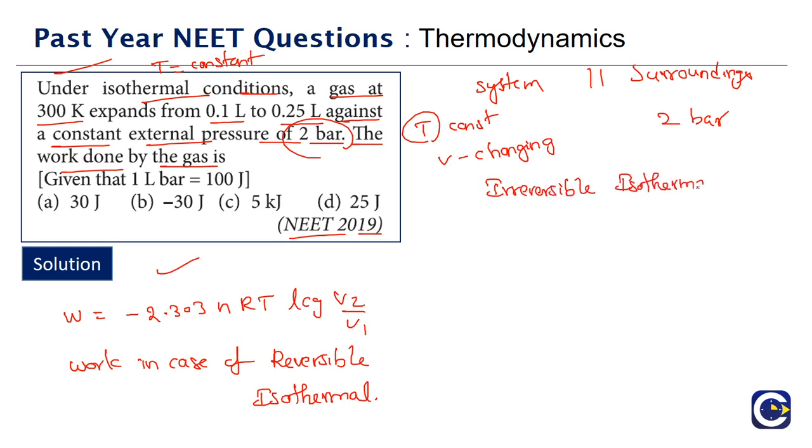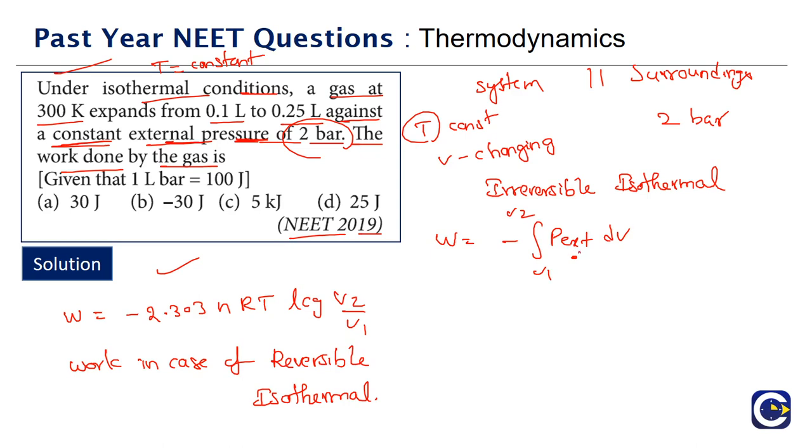So for any irreversible process, the work formula will be minus integral P external dV. This is the general formula for the work. So here the thing is external pressure is constant. Whenever you see this information about the external pressure, always this is a clue to think about whether it is a reversible process or irreversible process. For an irreversible process we require the external pressure, and that is why they will give this also.